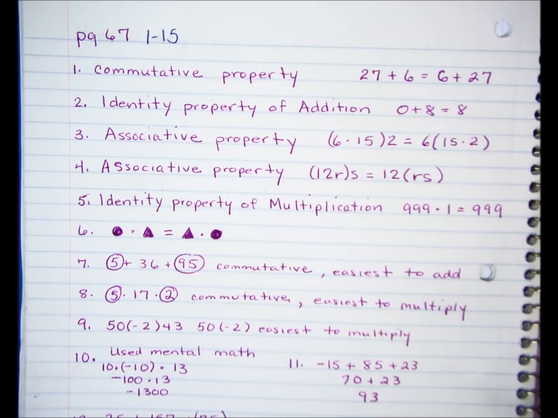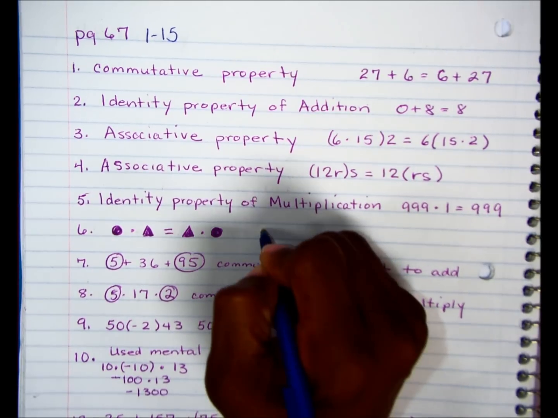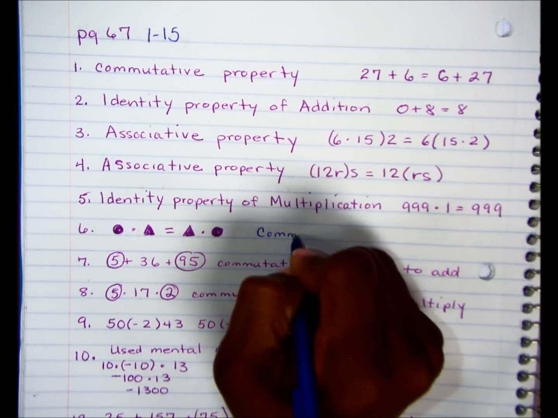Then they did the commutative property of multiplication for number 6 with pictures. So a circle times a triangle is the same value as a triangle times a circle. So that would be, again, the commutative property.